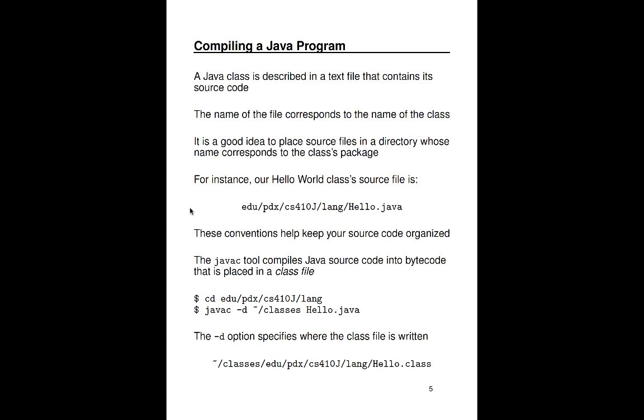When you execute that command, it will compile the hello.java source code. If there are any errors, it'll tell you about them. And if it's able to successfully compile the source code, it'll create a class file where you told it to. So in this case, the name of the class file also corresponds to the name of the class. So underneath the ~/classes directory, you'll have an edu pdx cs410j lang directory, and in it, the hello.class, which is the binary bytecode that can be executed on any Java virtual machine.